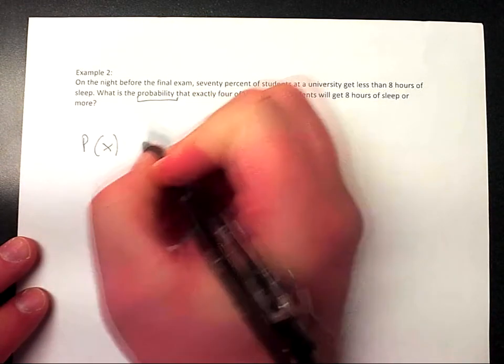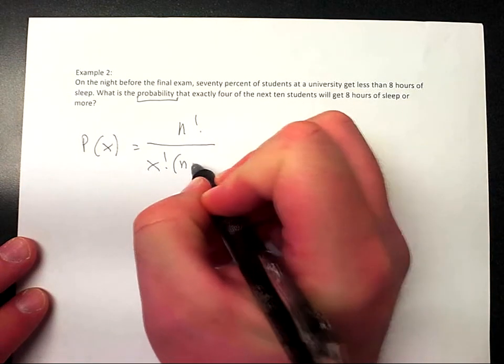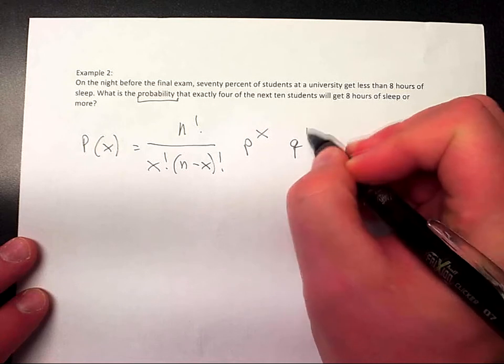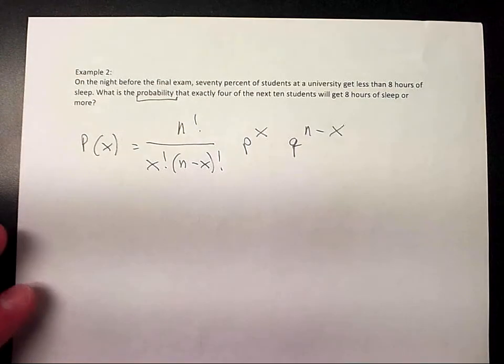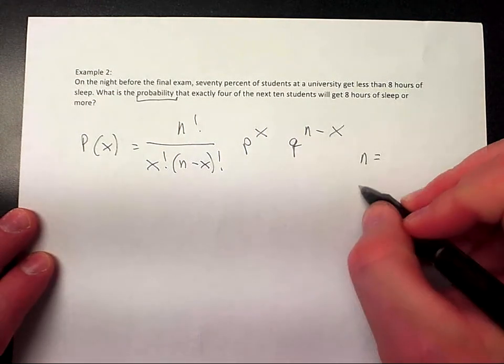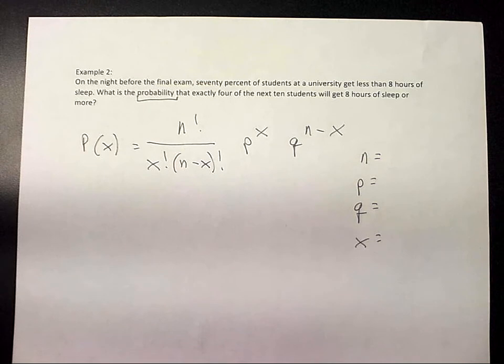We're asked to find out what the probability of getting something is, so therefore the formula that we're going to use is the probability of n factorial over x factorial times n minus x quantity factorial, p to the power of x and q to the power of n minus x. Alright, just like we did before, we're going to try to identify what n is, what p is, what q is, and what x is. And if we can identify what these 4 things are and plug them into our formula, then at that point it's just arithmetic. So let's start off with n.